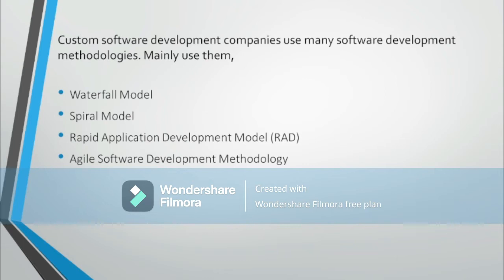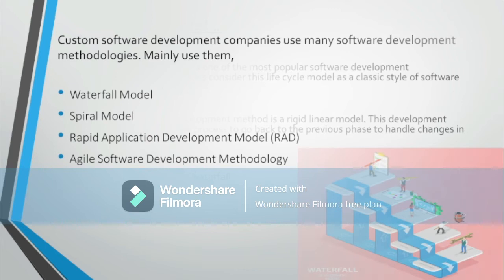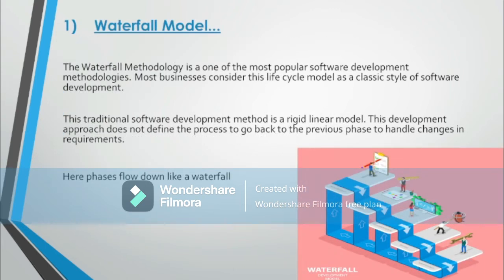A lot of software development companies use many software development methodologies. Today I'm going to talk mainly about the waterfall model, spiral model, rapid application development model, and agile software development methodology. First, we start with the waterfall model. The waterfall methodology is one of the most popular software development methodologies. Most businesses consider this life cycle model a classic style of software development.